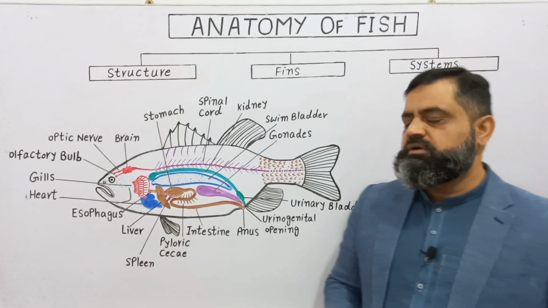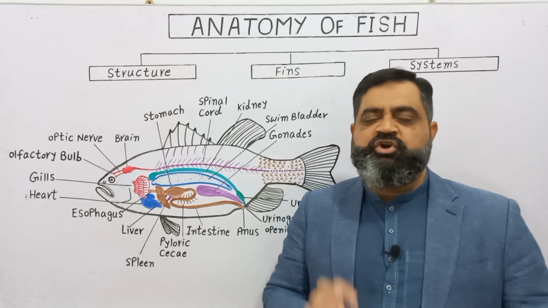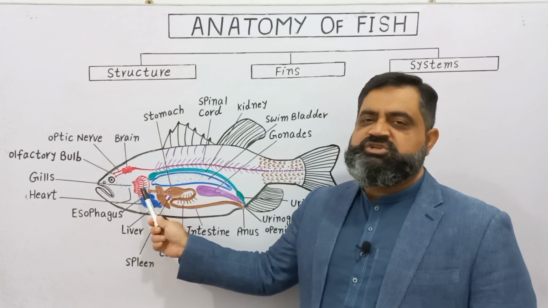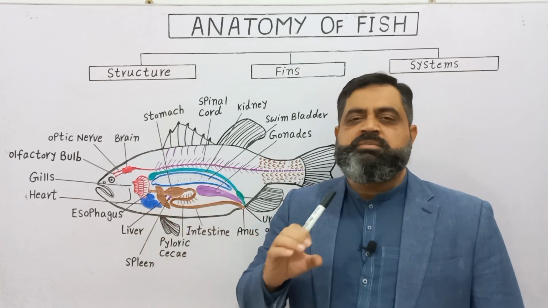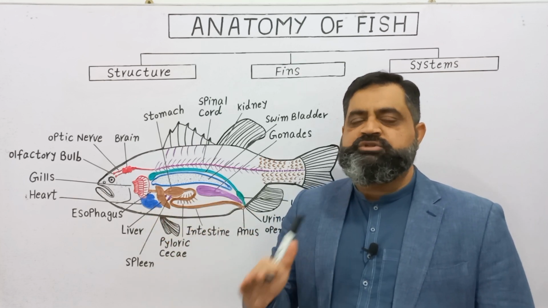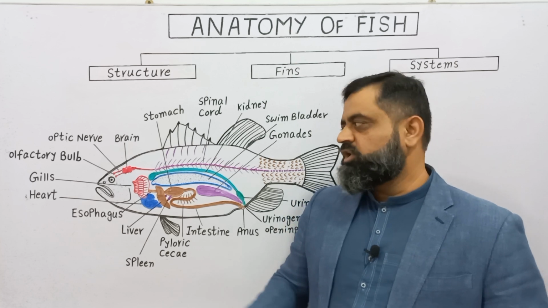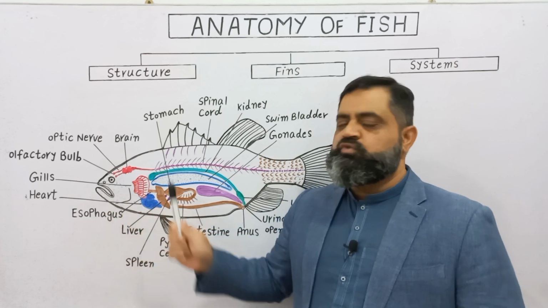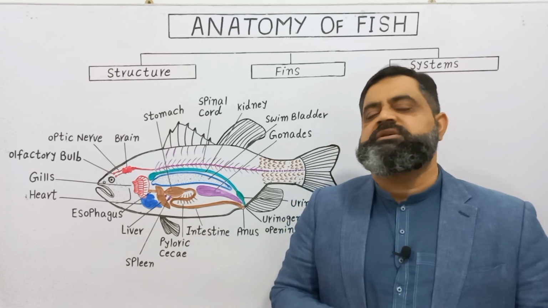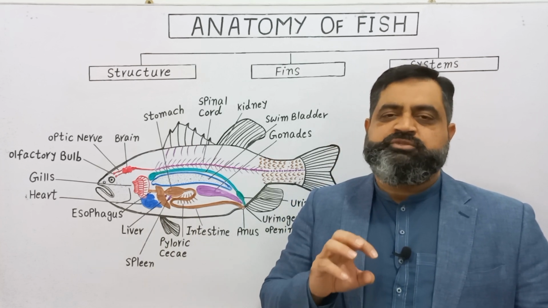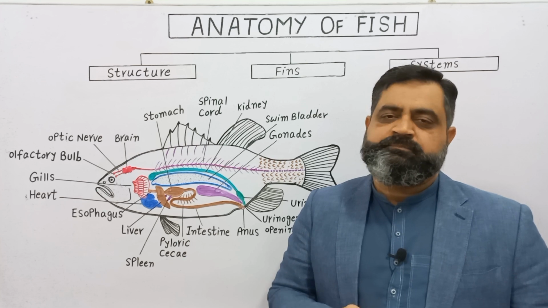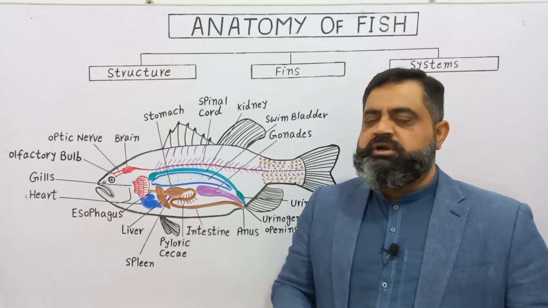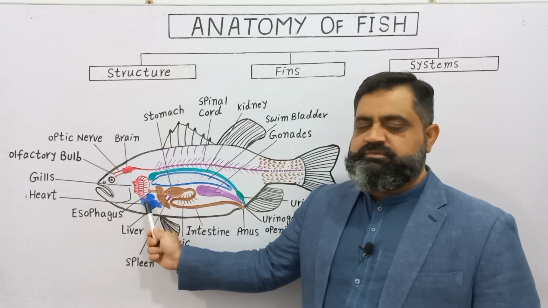If we look at the respiratory system, it is composed of gills which are located just below the operculum on both sides of the fish. When water enters through the mouth and passes over these gills, the oxygen present in the water is absorbed into the blood, and this oxygenated blood is provided to the heart.